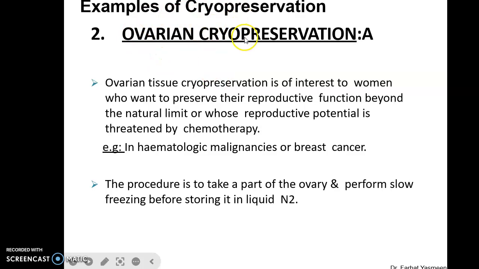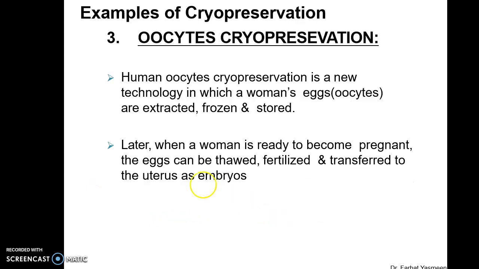Second example is ovarian cryopreservation. In this case, ovarian tissue cryopreservation is of interest to women who want to preserve their reproductive functions beyond the natural limit, or whose reproductive potential is threatened by chemotherapy. For example, in hematologic malignancies or breast cancer, the procedure is to take a part of the ovary and perform slow freezing before storing it in liquid nitrogen.